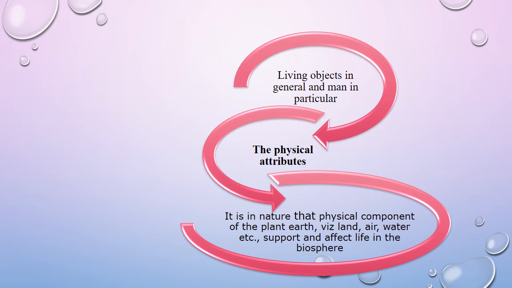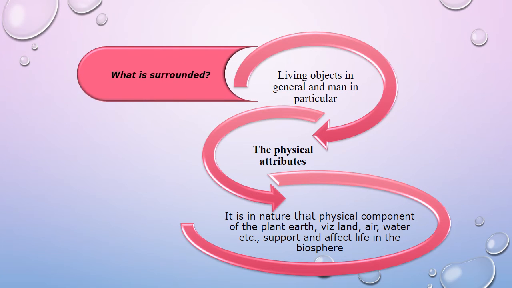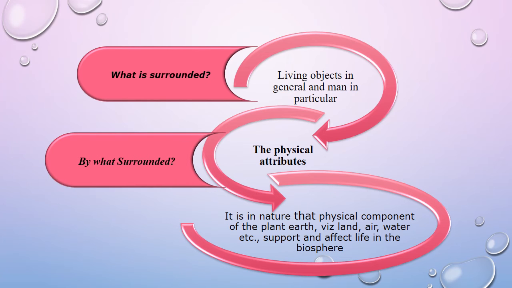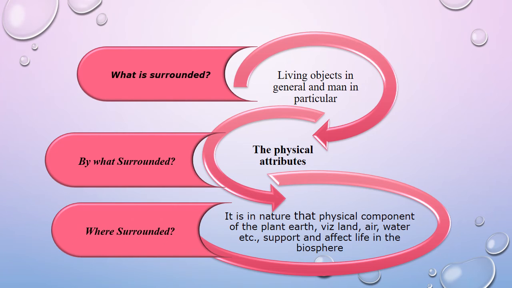When we proceed ahead, there are three questions related to the environment. When we say it is the sum of all surroundings, number one, what is surrounded? The answer to this question is living beings, living objects in general and man in particular. Then the second question, by what surrounded? The physical attributes. And the third question, why surrounded?